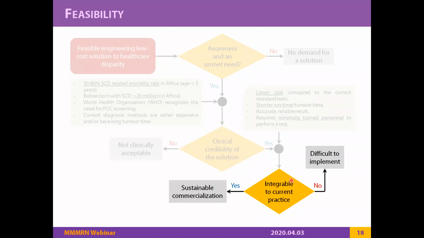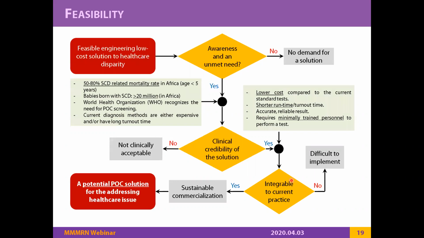If it's not possible to implement, then the whole point is pointless, because even if you have a low-cost solution and the solution is clinically accepted, because of the cost, you cannot implement it. But if it's possible to integrate into the current practice, the next concern is sustainable commercialization. And if we can do that, then we have a potential point of care solution to address this kind of health issues. So what is point of care solution?